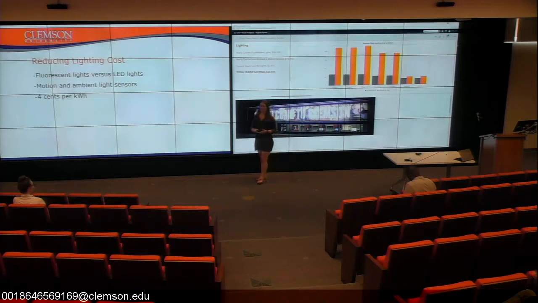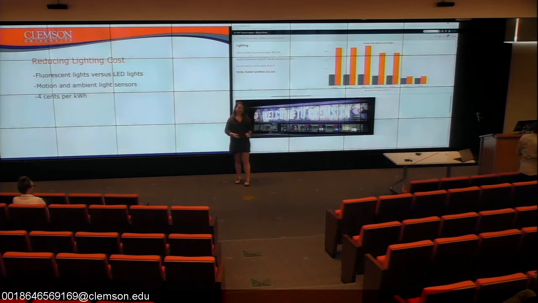If this building just had fluorescent lights and no sensors, it would cost about $26,000 a year to run the overhead lights. And if we didn't have the sensors, which are the motion sensors and the ambient light sensors that can dim the light according to how much natural light is entering, it would cost about $11,000 a year for overhead lighting utility costs. But because we have both LED lighting and the sensors, the cost for this building is only about $3,600 every year. And to run a building of this size, that's fairly cheap.